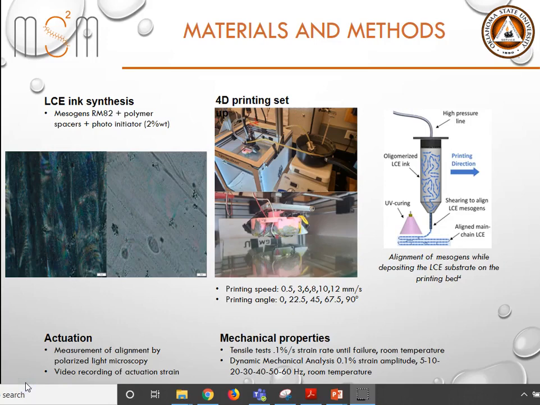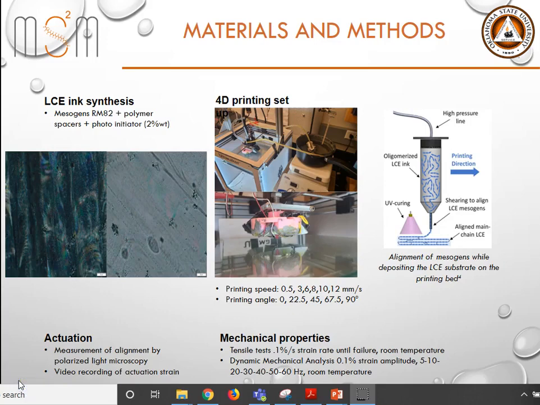Achieving alignment of mesogens is a very important part of 4D printing of LCE, and to achieve this, we experimented with different printing parameters like temperature, printing speed, etc. to find the optimum printing condition.